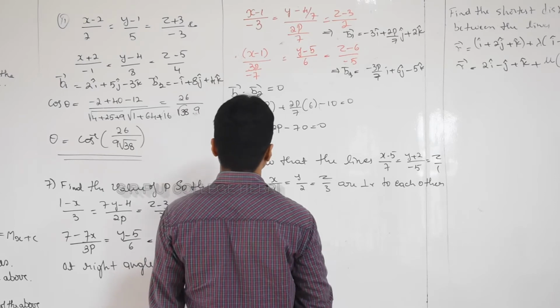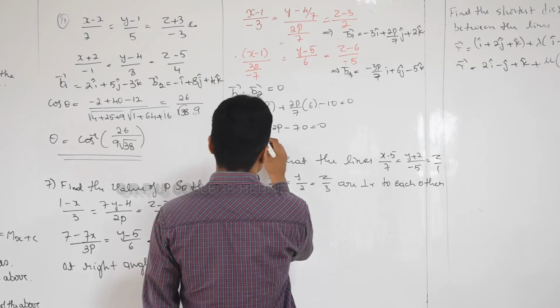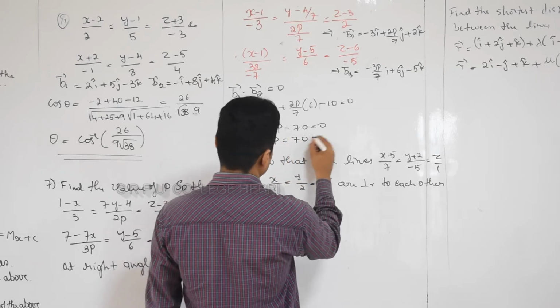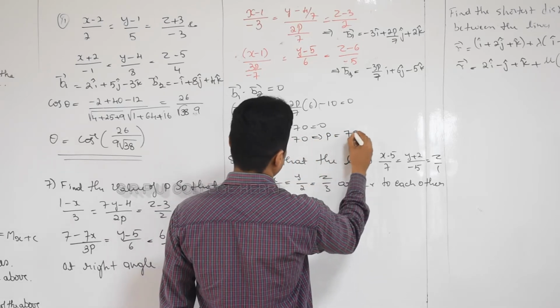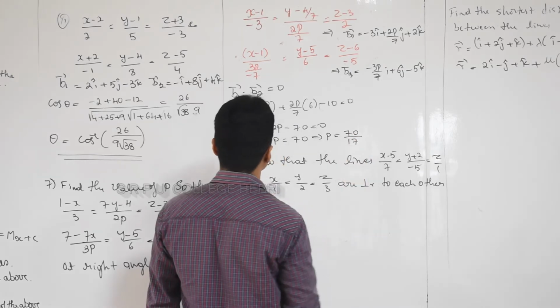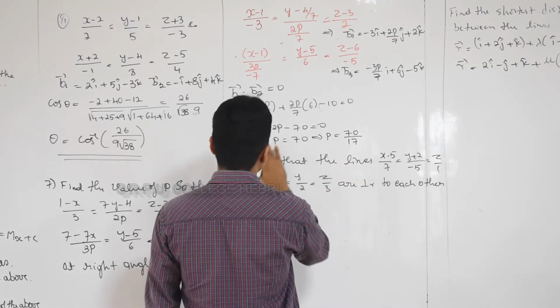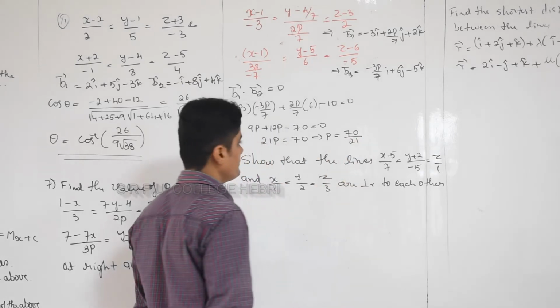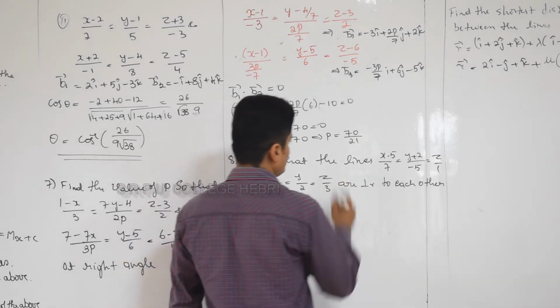So 17p is equal to 70, which implies p is equal to 70 by 17. Sorry, this one: 9 plus 12 is 21p again. So p is 70 by 21. Keep as it is.